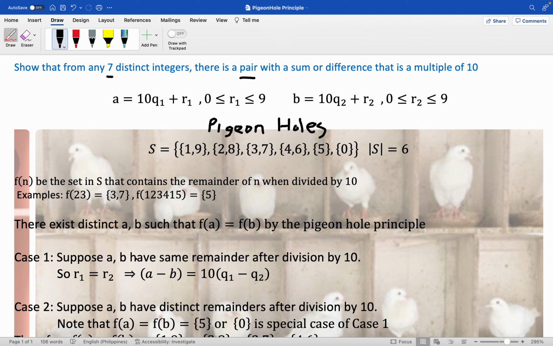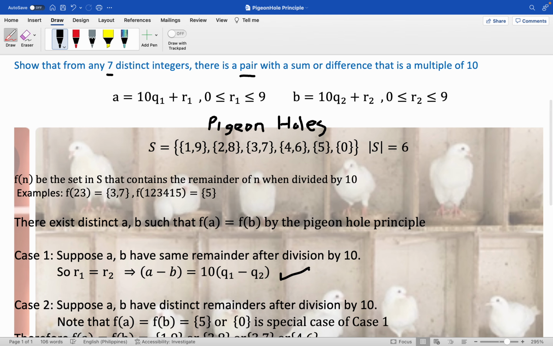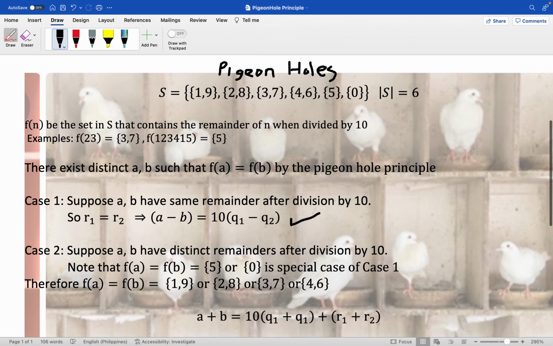Now case 1: if the remainders are the same, certainly when we subtract A from B, if these 2 remainders, r sub 2 and r sub 1, are equal, as I've written right here, then the difference is going to be a multiple of 10, right? So we've taken care of it. It's a sum or a difference that we're trying to satisfy, right? So this is a big check right here. Check off on that.